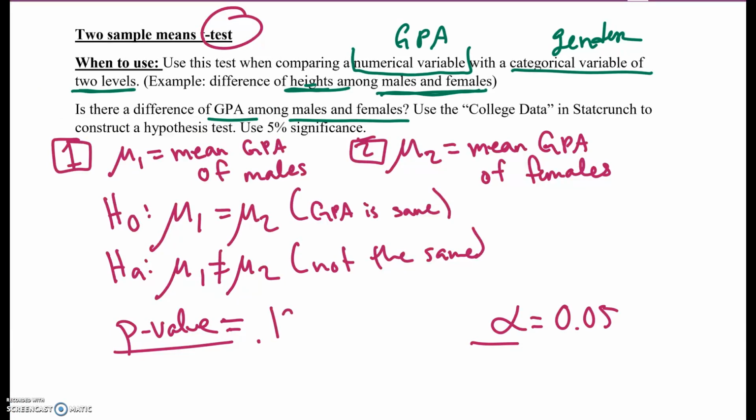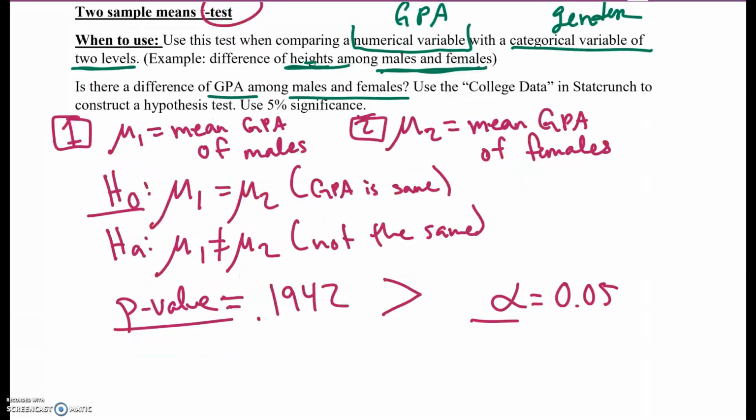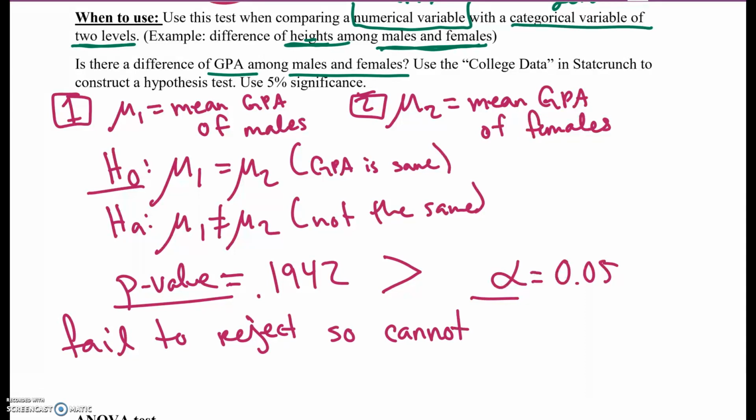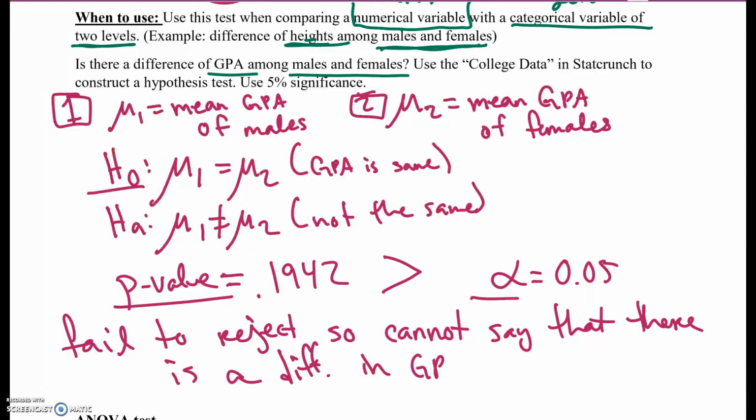This is 0.1942. In this case, we see that our p-value is much greater than our significance level. So can we reject this? No, we can't. So we fail to reject. We cannot say that there is a difference in GPA among gender.